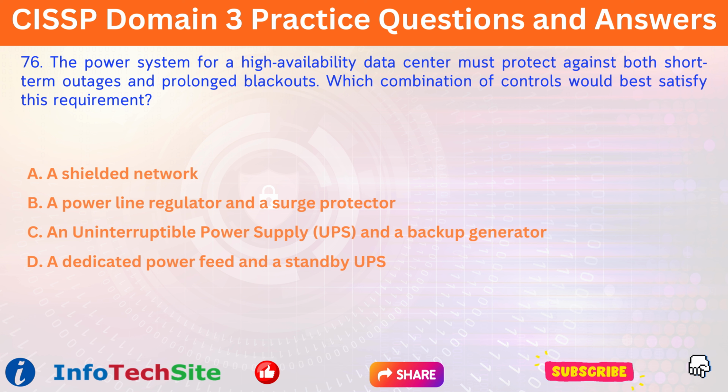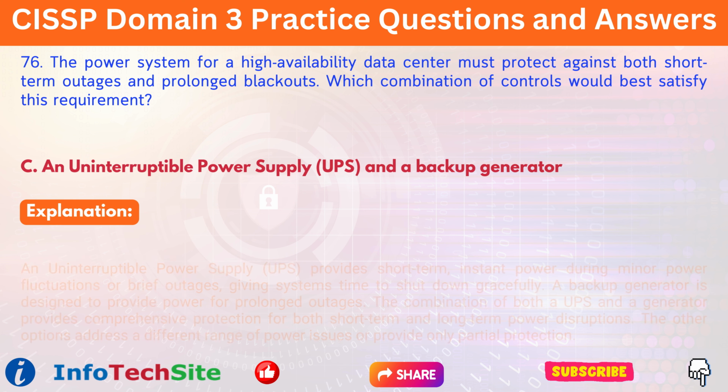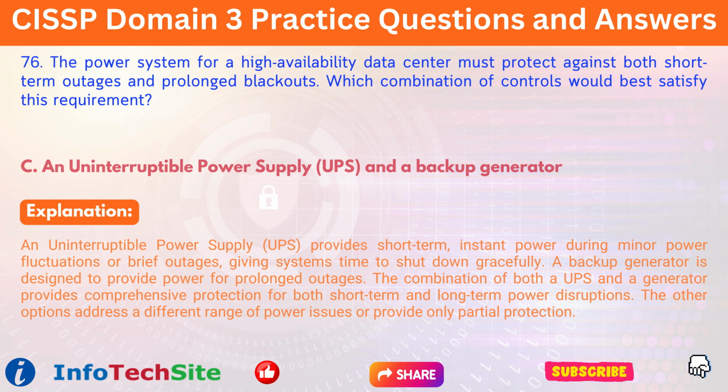76. The power system for a high-availability data center must protect against both short-term outages and prolonged blackouts. Which combination of controls would best satisfy this requirement? A. A shielded network. B. A power line regulator and a surge protector. C. An uninterruptible power supply, UPS, and a backup generator. D. A dedicated power feed and a standby UPS. The correct answer is C. An uninterruptible power supply, UPS, and a backup generator.